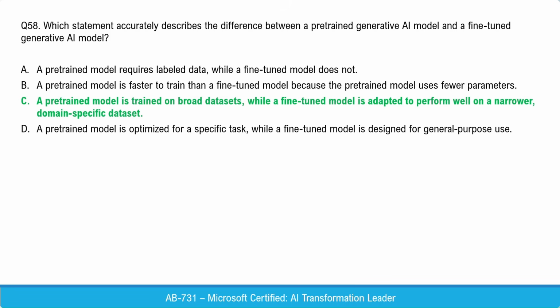Looking at other options, option A is incorrect because fine-tuning usually requires labeled or curated data. Option B is incorrect because pre-training is actually much more time-consuming and resource-intensive than fine-tuning. And option D is incorrect because it reverses the roles. Pre-trained models are general purpose, while fine-tuned models are specialized. That's why the correct answer is option C.